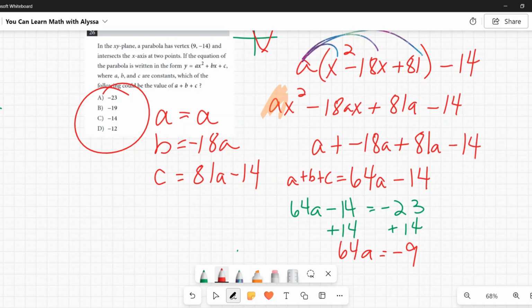Because look here, I have this negative 23, and I'm going to add a number to it, and then I'm going to divide. Because see, look at this point right here. When I divide both sides by 64, it doesn't really matter the number I get. Just know that it's a negative 9 being divided by a positive 64, so I'm going to get a negative value for a, which again, I can't have because it's a parabola opening up, so a should be positive.